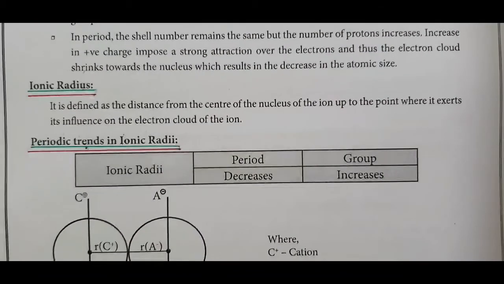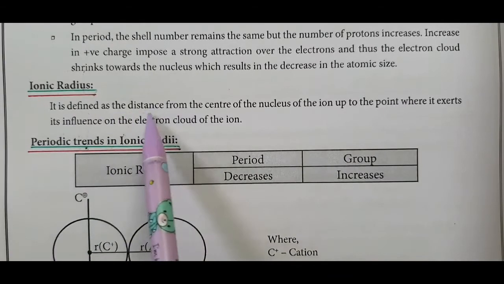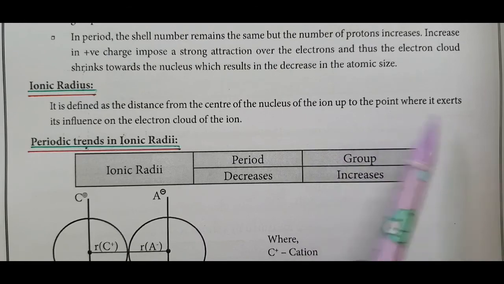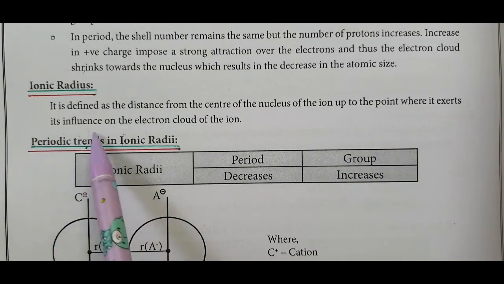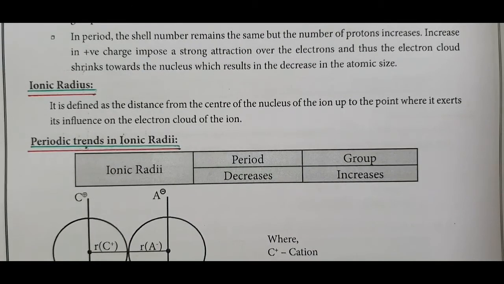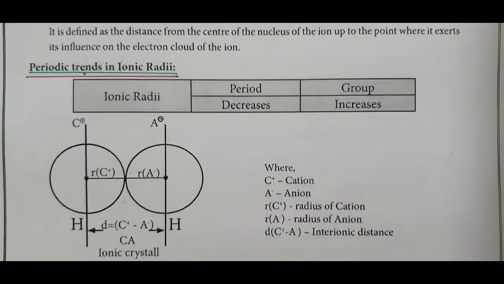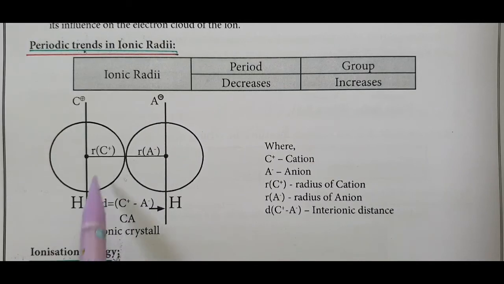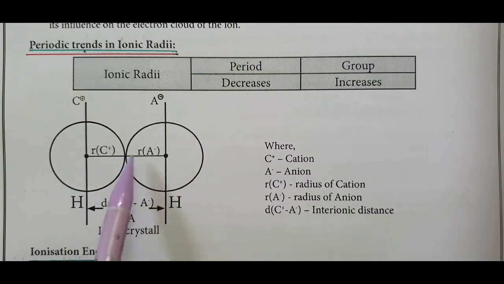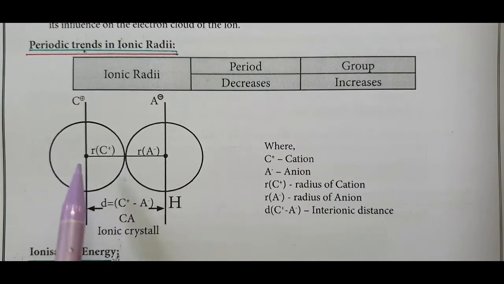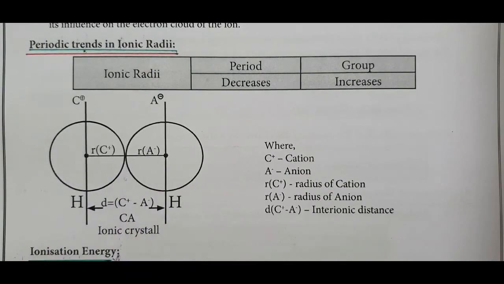Come to ionic radius. It is defined as the distance from the center of the nucleus of the ion up to the point where it exerts its influence on the electron cloud of the ion. Periodic trend in ionic radii: like atomic radii, left to right in a period decreases, top to bottom in a group increases. This is an example of a positively charged cation and a negatively charged anion. Radius of cation, radius of anion. When we add these two radii, we get the distance between the nuclei of the cation and anion.